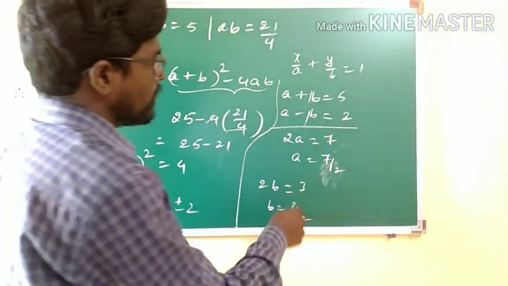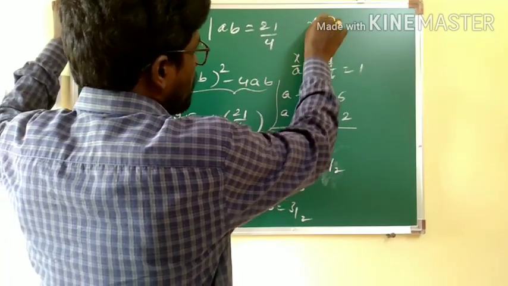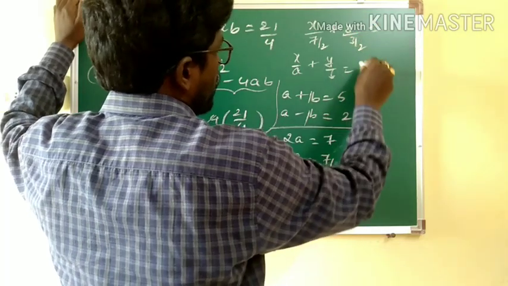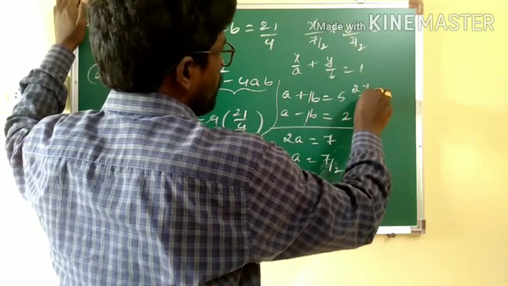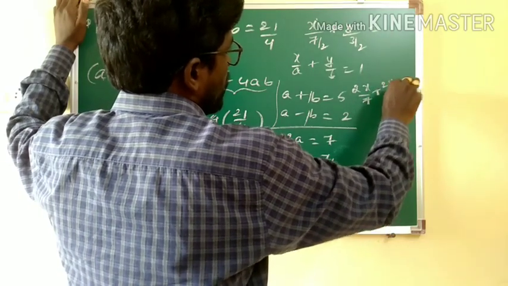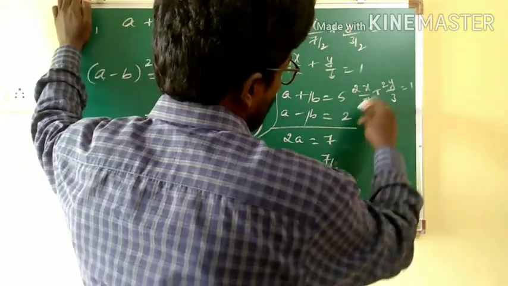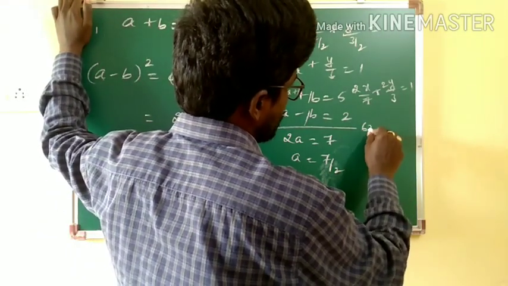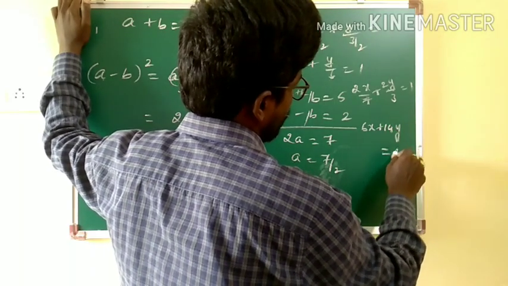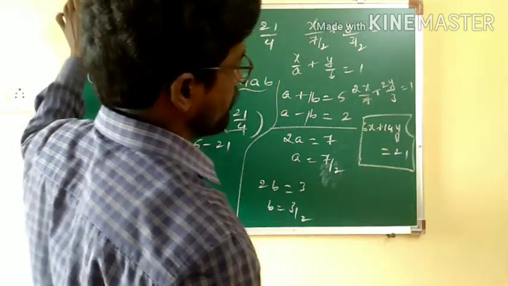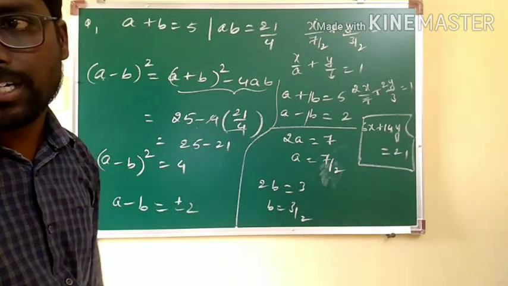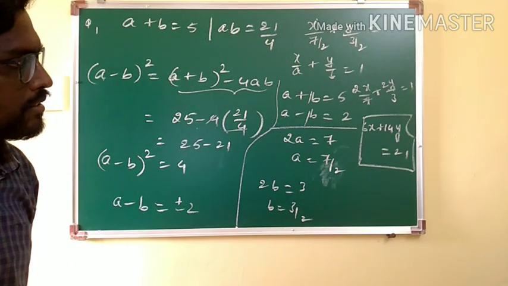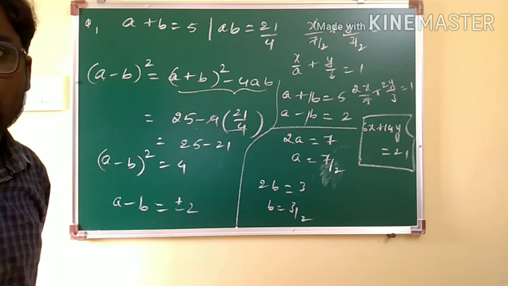Substituting these two in the intercept form, what will you get? x by 7 by 2 plus y by 3 by 2 is equal to 1. Therefore 2x by 7 plus 2y by 3 is equal to 1. What is the LCM here? LCM is going to be 21. So 3 twos are 6x plus 14y is equal to 21 is the required line equation. If we check our options, here we have 14x plus 6y equal to 21.